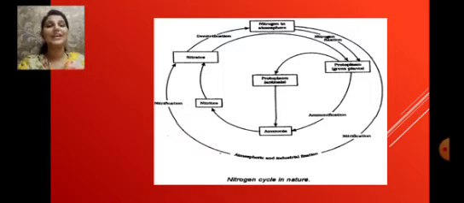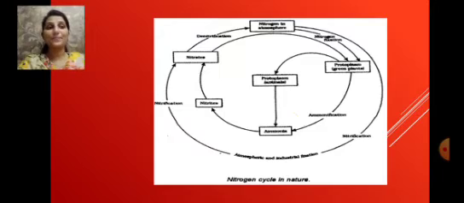Ammonification is the process in which the nitrogen which is present in the plants and animals is converted into ammonia by bacteria, that is decomposers, and it releases the ammonia into the soil, and this process is called ammonification.